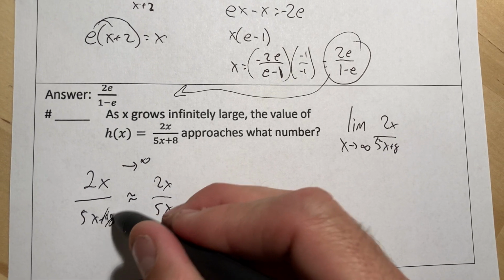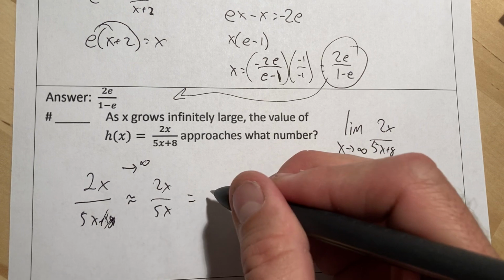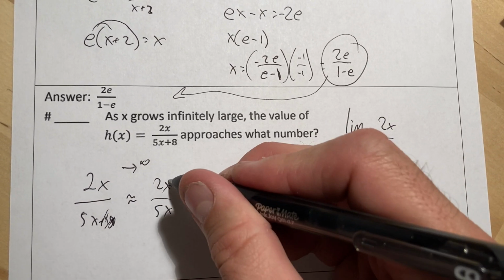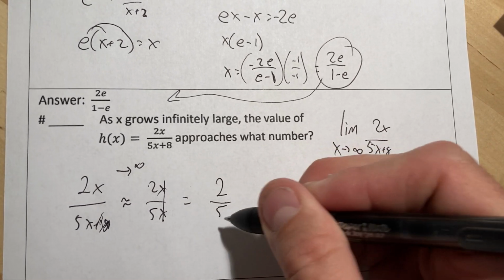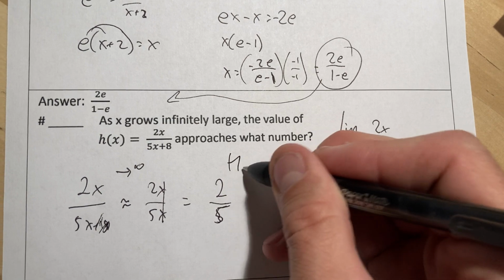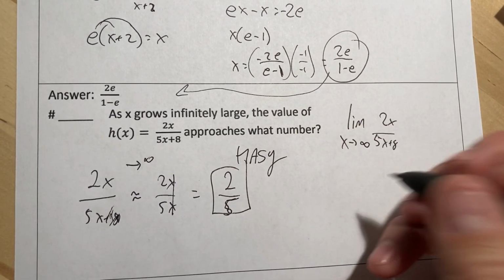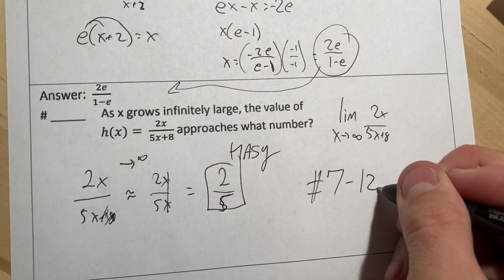Like the 8 is really, we say insignificant. The 8 really doesn't affect that much. And because I'm going to infinity, these x's will be the same. I'm not dividing by 0, which is fine, and I get my 2/5. You might recognize this as, how do I find a horizontal asymptote, which is exactly what we just did, and that's 2/5. And that, my friends, is problems 7 through 12.